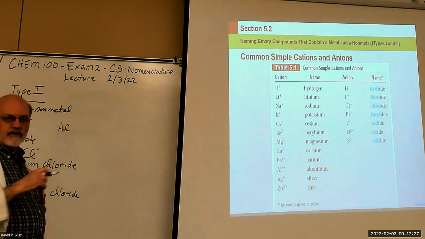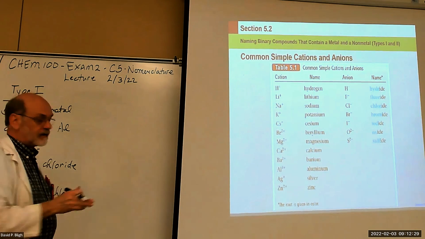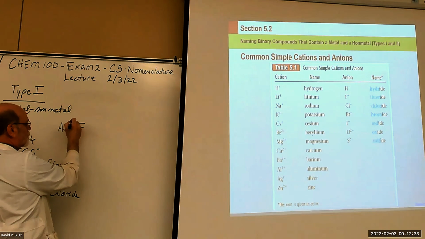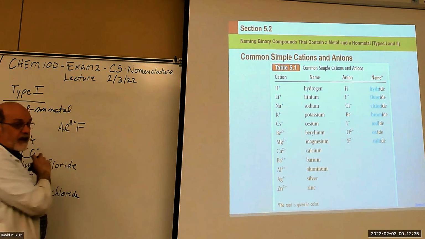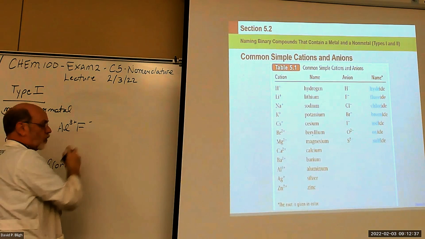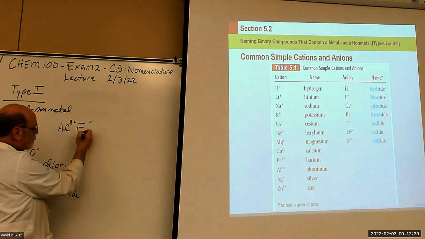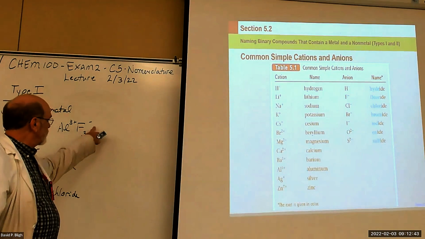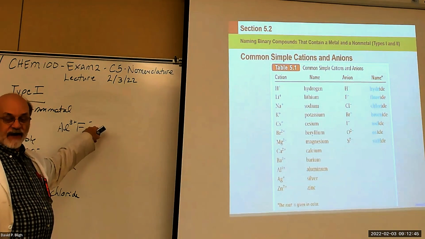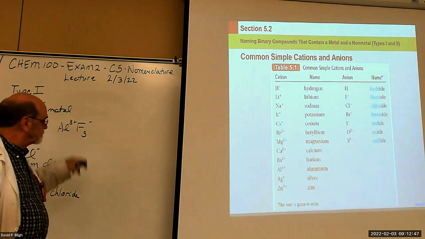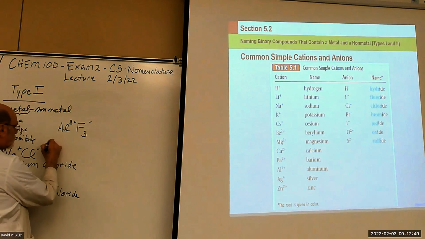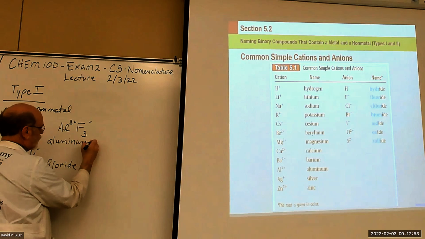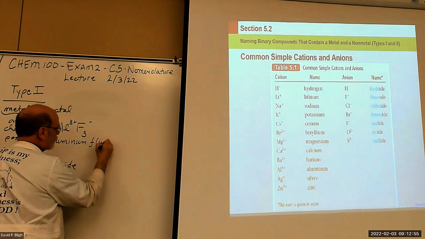We could say aluminum combined with fluorine, another halogen. Right? So aluminum is only 3 pluses. Fluorine is 1 minus. So we need 3 fluorines to balance the charge. 3 times -1 is -3, balances a +3. And this would be called aluminum fluoride.